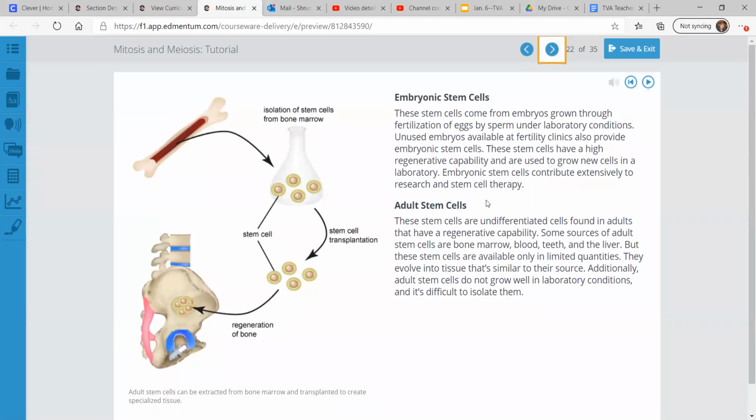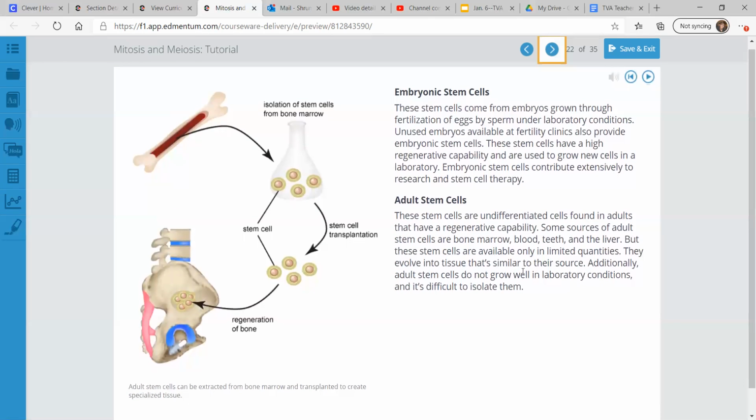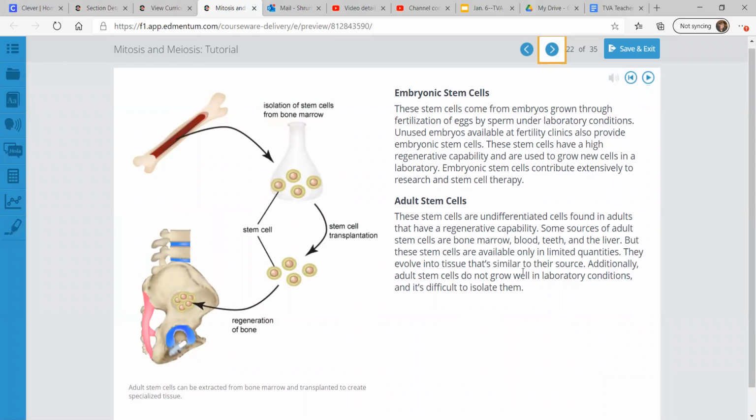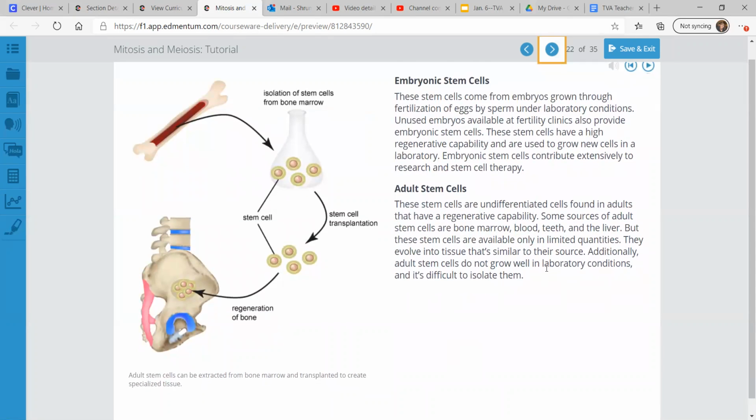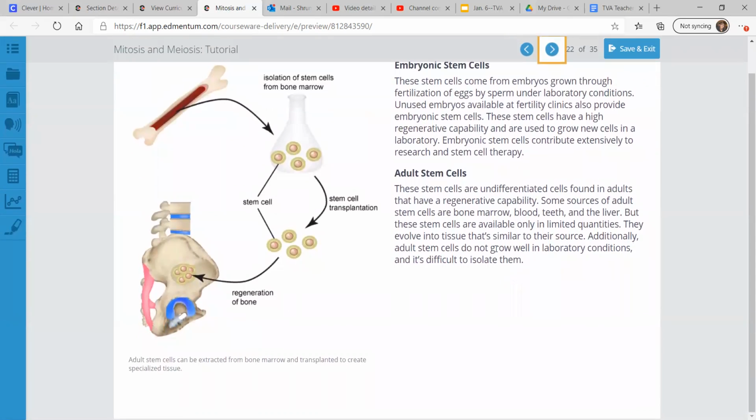And then we also have adult stem cells. And these are undifferentiated cells found in adults that have a regenerative capability as well. Some sources of adult stem cells are bone marrow, blood, teeth, and the liver. But these stem cells are available only in limited quantities. They evolve into tissue that's similar to their source. Additionally, adult stem cells do not grow well in lab conditions, and it's difficult to isolate them.